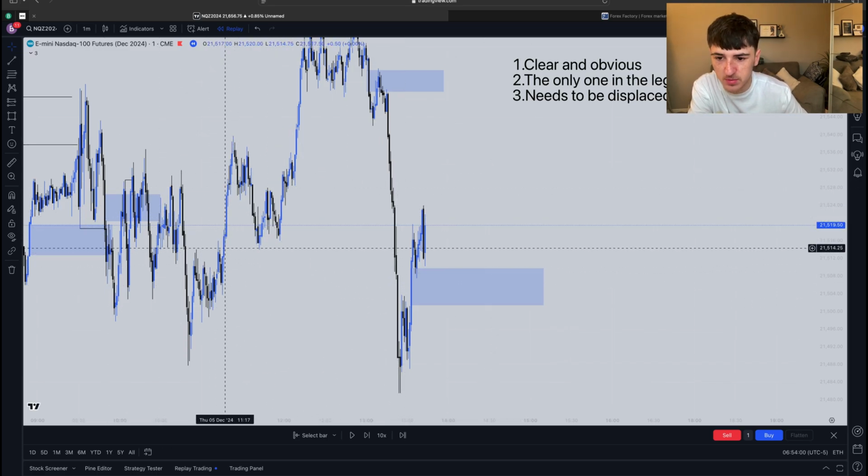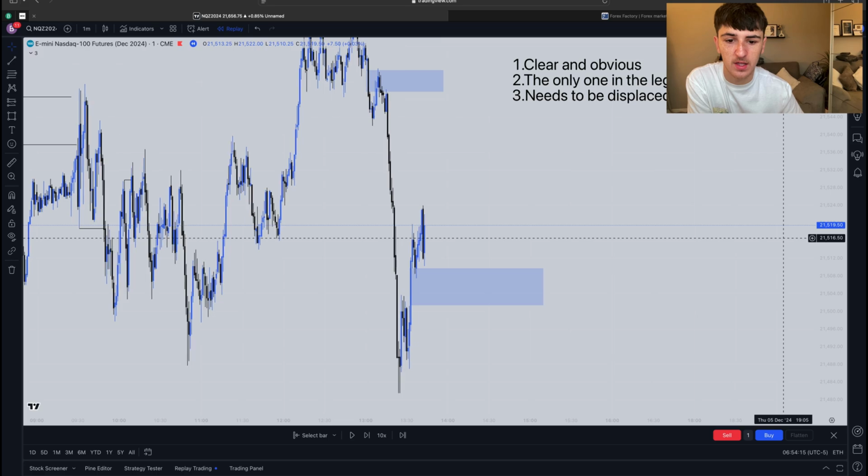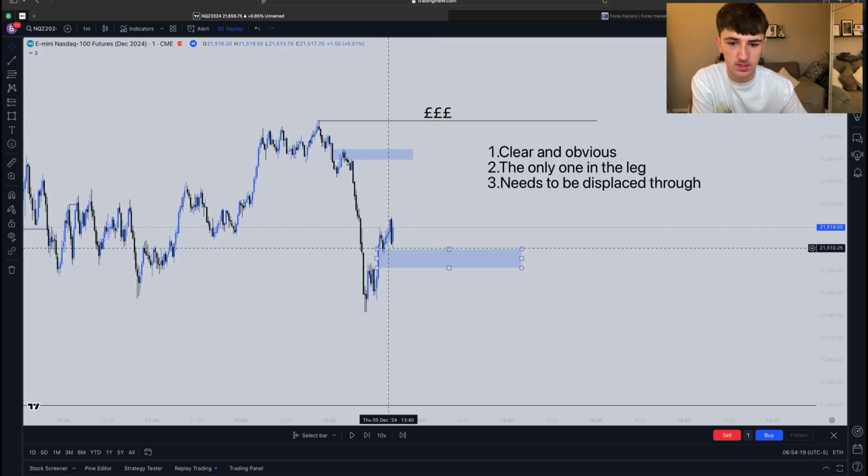There's a lot of fair value gaps here, small ones, all these are small fair value gaps. There's no real ones that stand out to me anywhere. So once you've identified the ones that just stand out, you don't have to zoom in, it just looks on the screen, your eyes instantly draw to it.